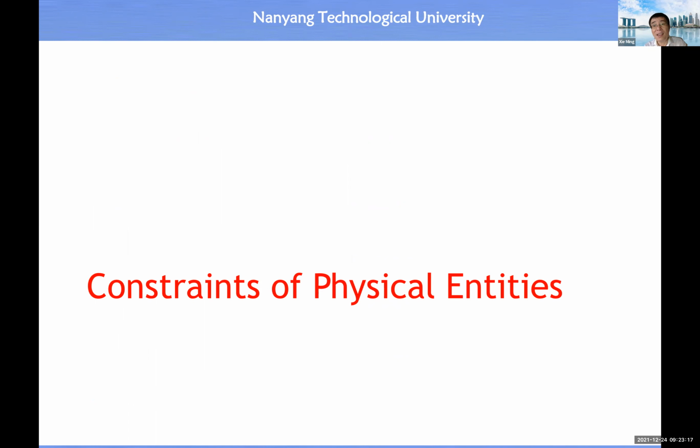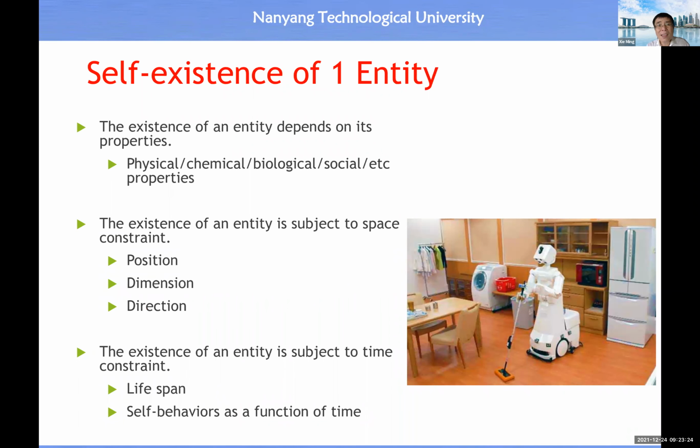And then what are constraints which are related to a physical entity? If there's only a single existence in the physical world, then there's no constraint. In this case, we only talk about the property of this entity. And the property of this entity may include physical property, chemical property, biological property, social property, etc.